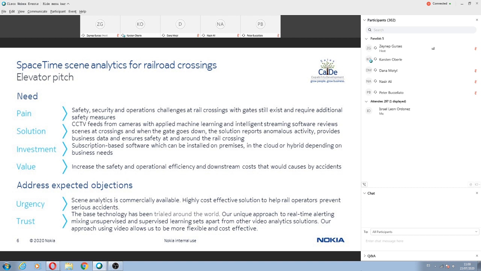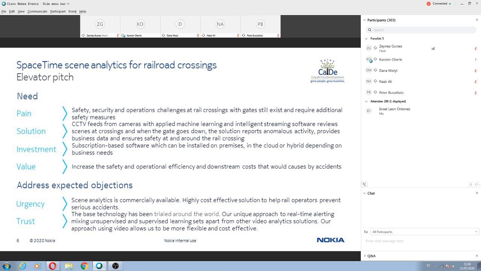The value is pretty clear. Increasing safety is for nearly every rail operator in the world priority number one. Increasing safety for passengers and increasing the safety along the track. So that's clearly a priority, and we don't have to argue if this is important or not.